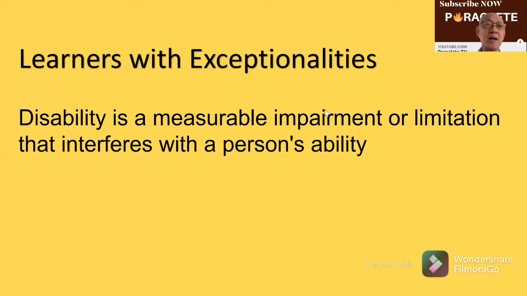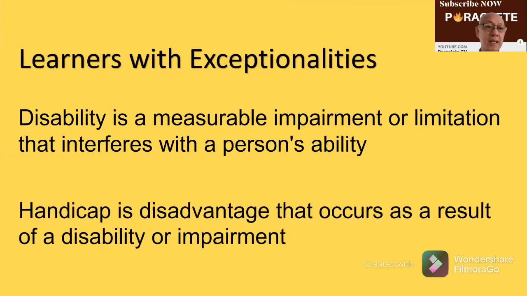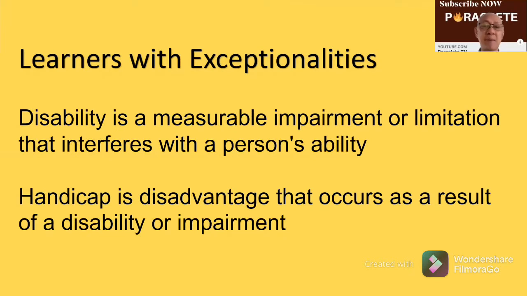Disability is a measurable impairment or limitation that interferes with a person's ability. When we speak about measurable, it means it can be seen, touched, or heard. There are, of course, limitations in the ability of the students. The second one is that because of disability, handicap is produced.